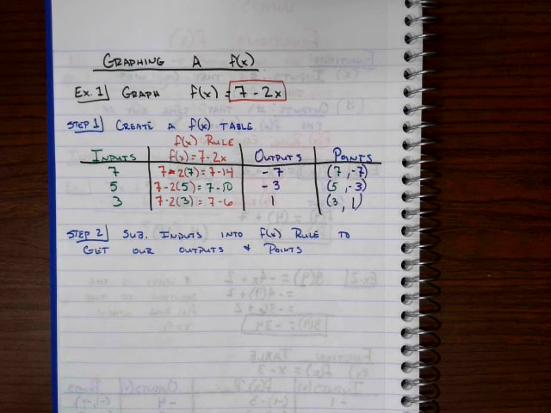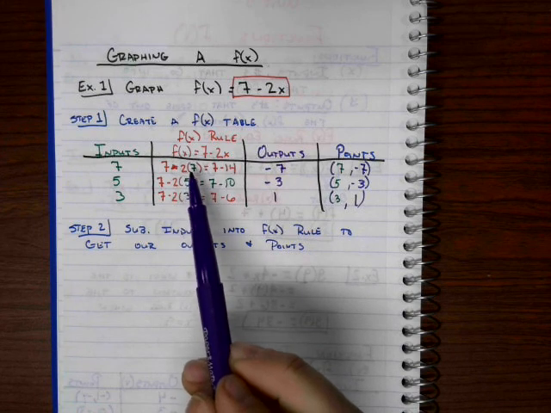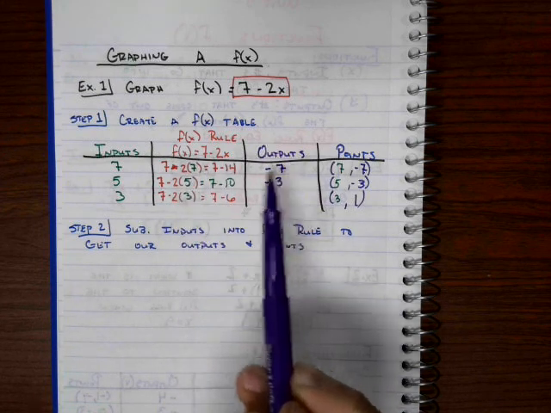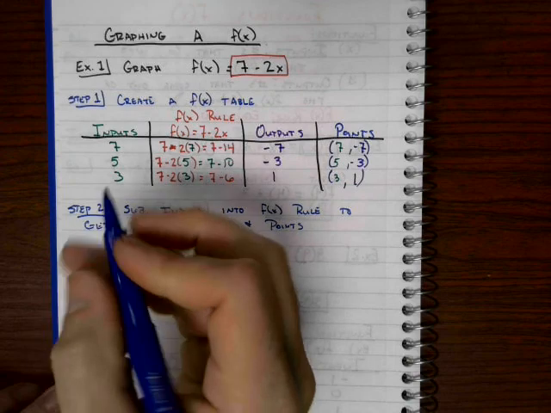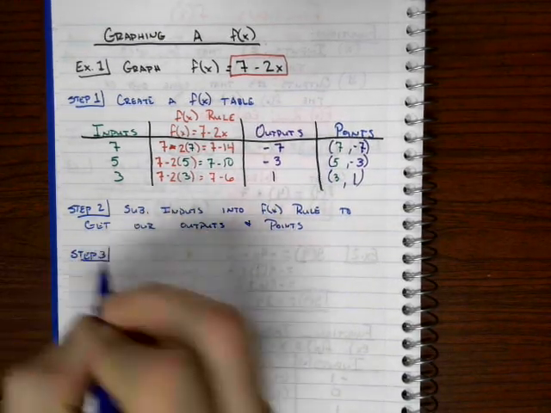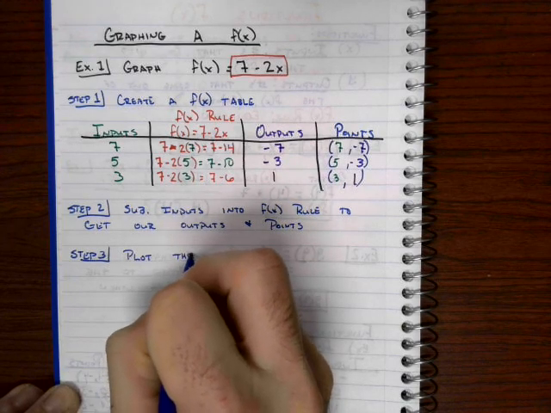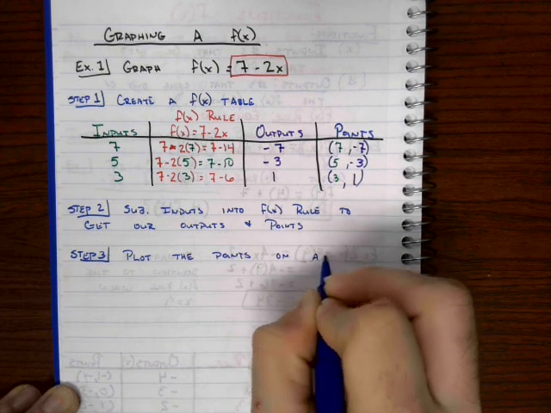All right. So all you're doing is you're subbing this into your parentheses here, and you're solving it because this is an equation. You can solve it like an equation, and then you get your output. And step 3, we're going to plot the points on a graph.